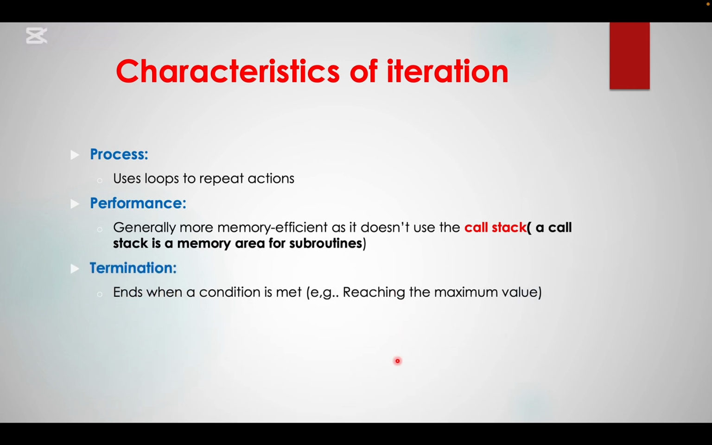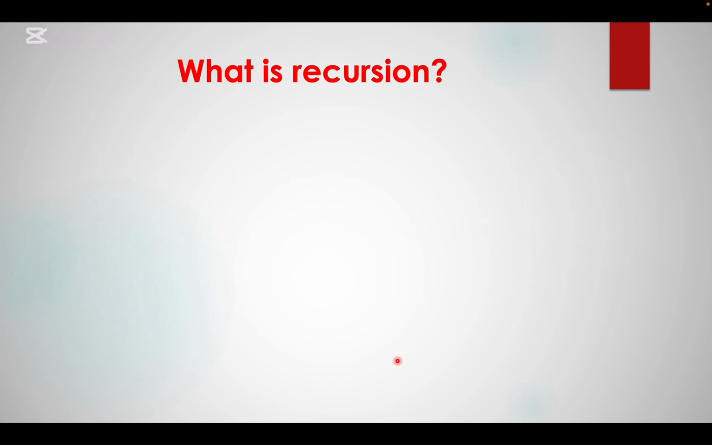The next characteristic is the termination. It ends when the condition is met, e.g., reaching the maximum value. That's when the loops are going to end. That is that for iteration. Now, what is recursion?